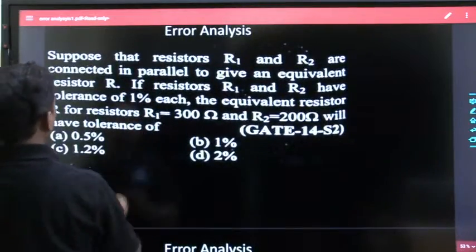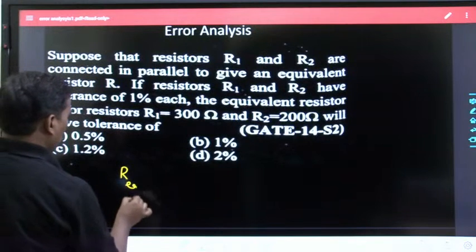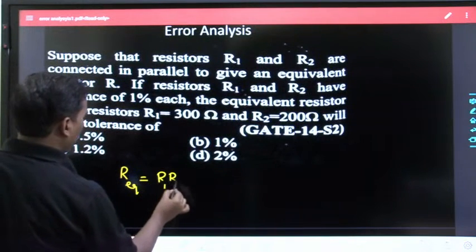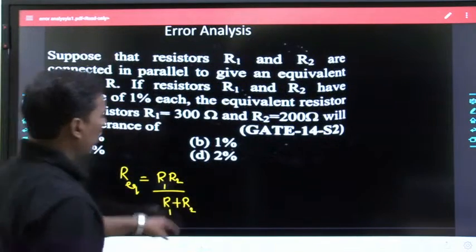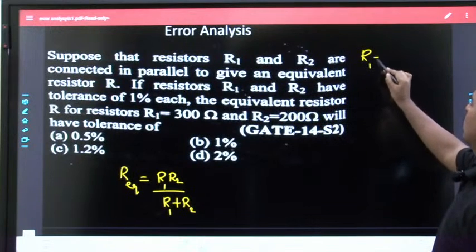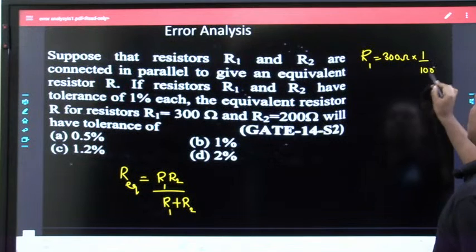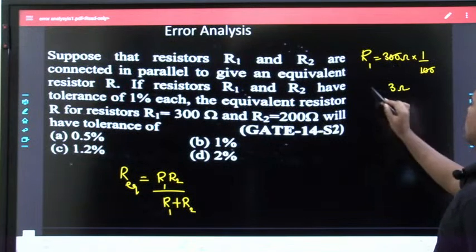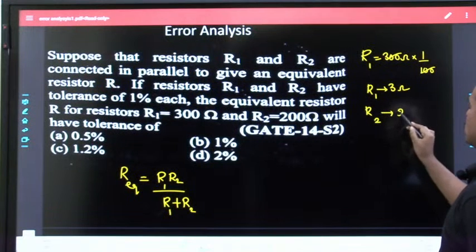See, if you go with this, R equivalent is equal to R1 R2 by R1 plus R2, this particular method. What are you thinking? R1 has 1% error, so R1 is 300 ohms, 1%. 1% means how much? 3 ohms absolute. R2 absolute is 2 ohms.